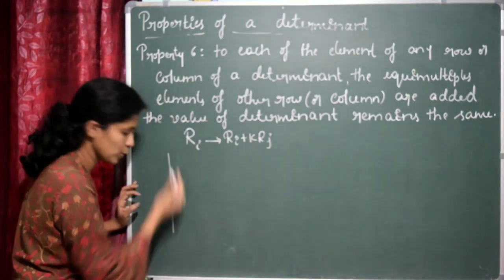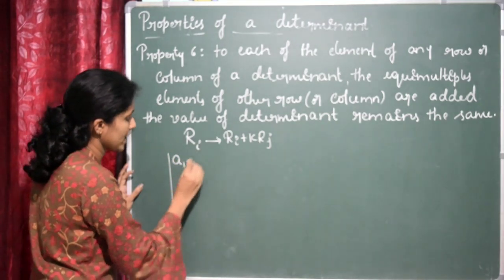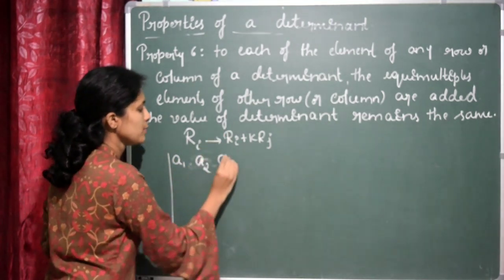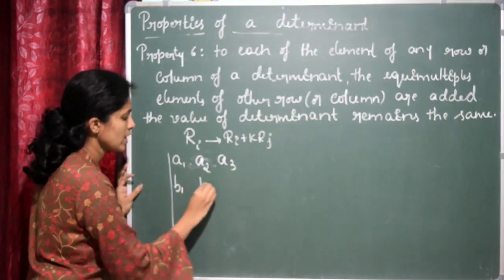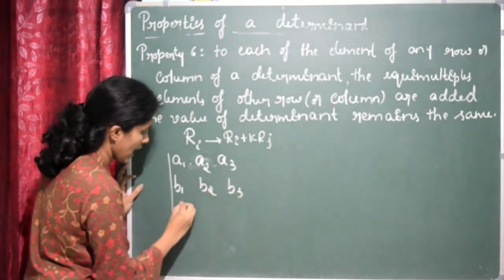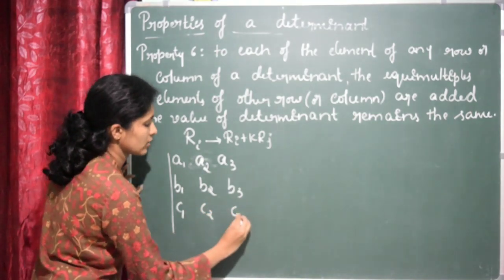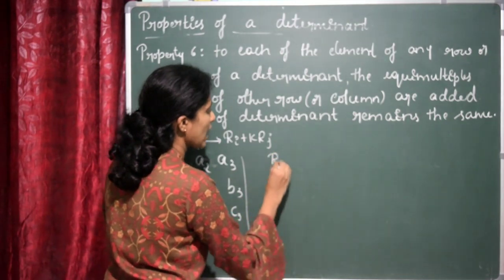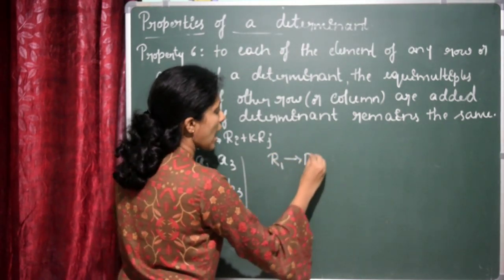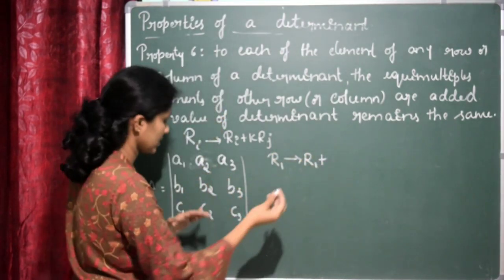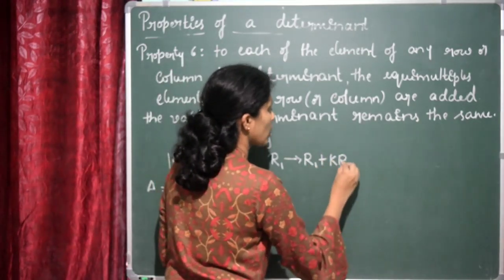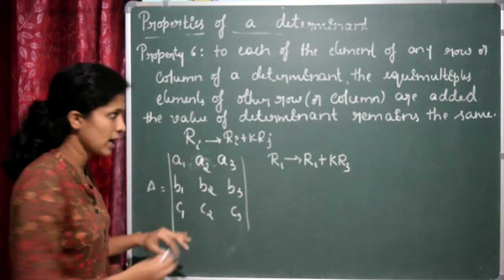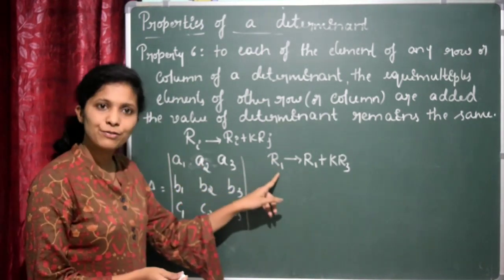We'll consider one example. If you want, we'll prove this one. I'll consider the determinant as a1, b1, c1, or we'll consider a1, a2, a3, b1, b2, b3 and c1, c2, c3. Okay. Now this is one determinant. Now what I do is, I'll change R1 to R1 plus K into R2 or K into R3, anything. R1 changes to R1 plus K into R3. You know the operation, right? Now only the first row changes.